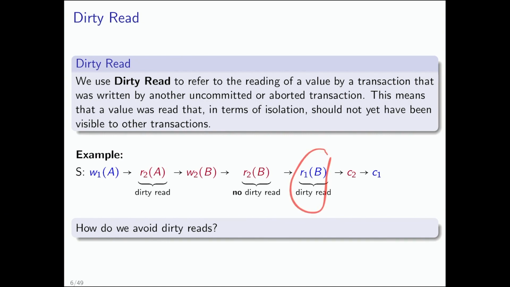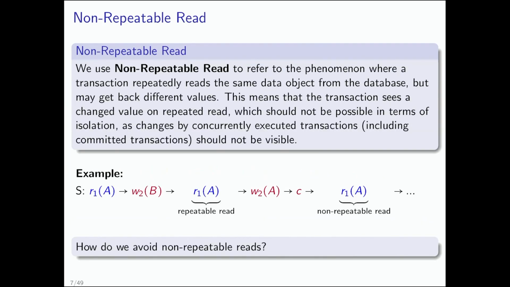But here again is a dirty read. Now transaction 1 is reading the stuff written by B. So this would be a dirty read, obviously, and we should avoid this because it obviously breaks isolation. Isolation is saying, no, the changes by other transactions should not be visible. That's problem 1.